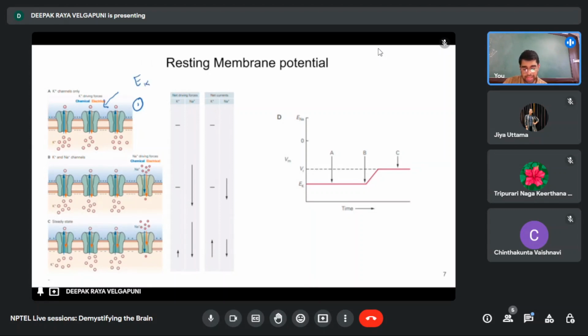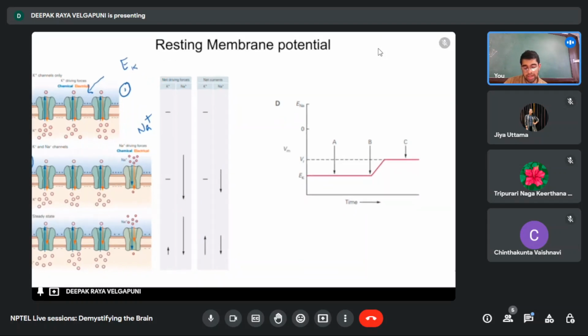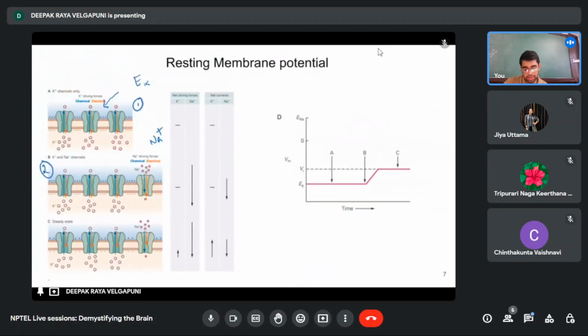Now let's add another channel which is permeable to Na plus. That is the second scenario. When you add a channel permeable to Na plus, we already have an established electric force across the membrane because of the charge difference. This orange one represents the electrical force, and since the concentration gradient of Na plus is higher outside compared to inside, the Na plus is driven inside.